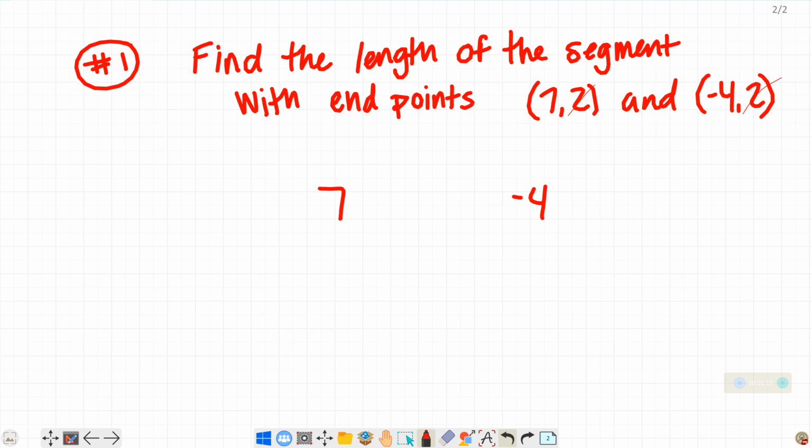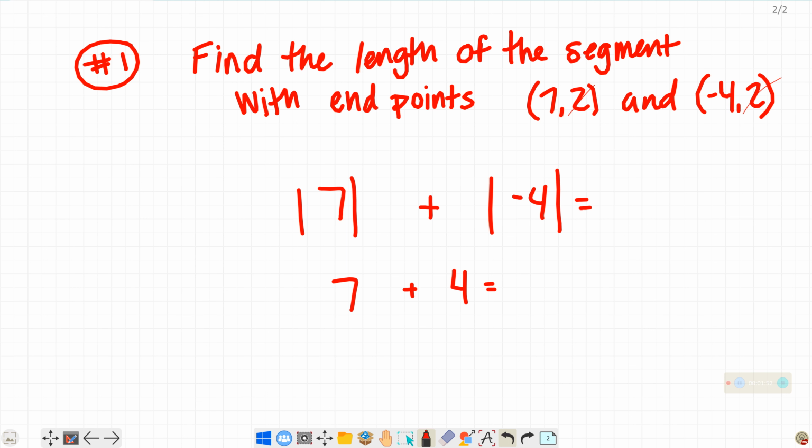But these have different signs. The 7 is positive and the -4 is negative. So when they are opposites, we have to add, but we add their absolute values. What is the absolute value of 7? Or you can think of it as how far away is 7 from 0? It's going to be 7 away. Then, what is the absolute value of -4? Or how far is -4 away from 0? It is 4 away.